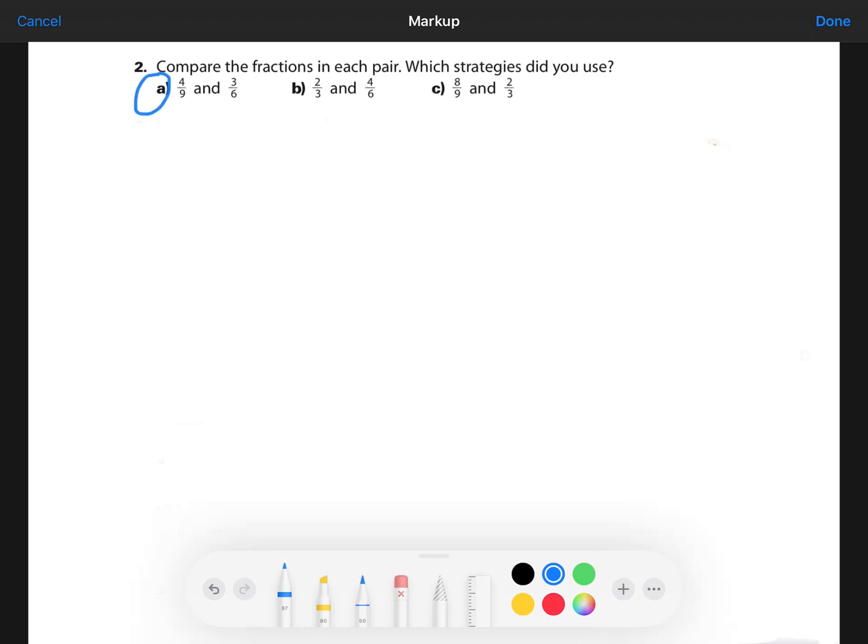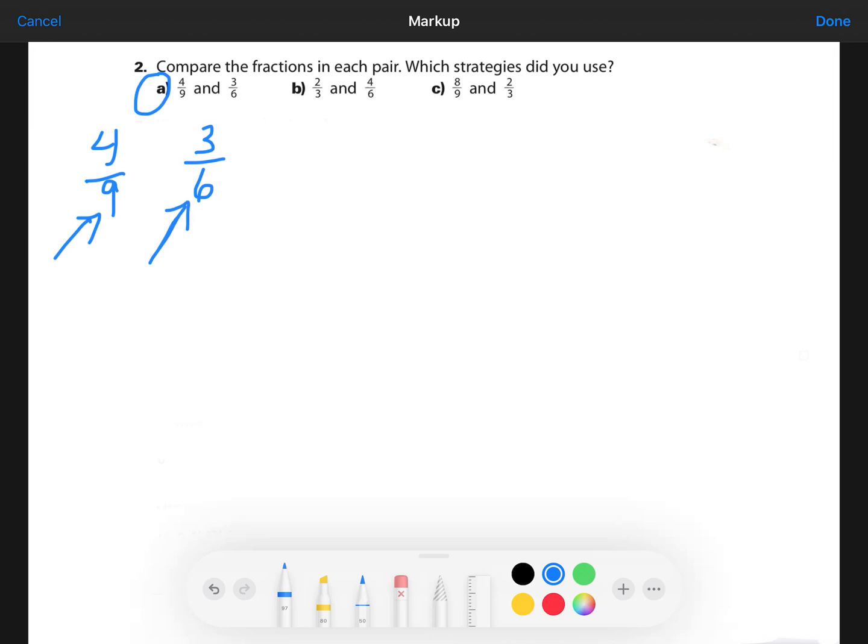And I'm going to focus on part A. I'm comparing 4/9 and 3/6. And it's not the same as question number 1. I have a 9 on the bottom here, 6 on the bottom here. They're not the same thing.